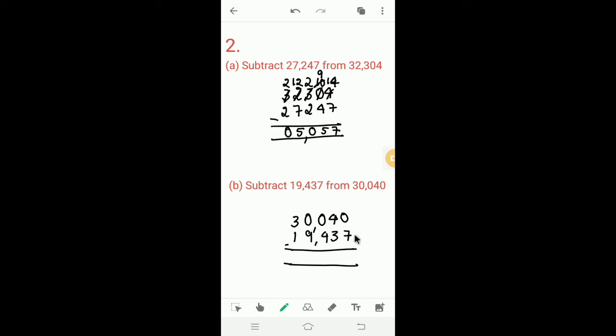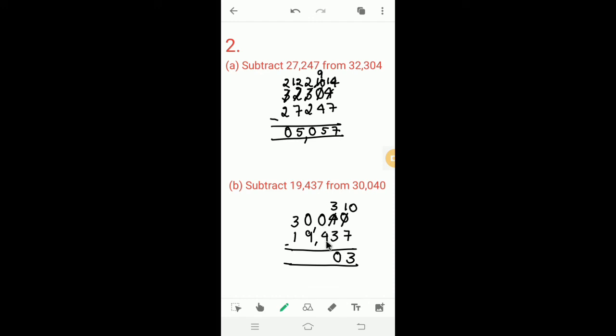Next I will start subtraction from ones place. 0 minus 7 is possible to subtract? It is not possible. So what we have to do? We have to borrow from next number. Here next number is 4. If we borrow from 4, then 4 becomes 3, and here 0 becomes 10. 10 minus 7 is how much? 10 minus 7 is 3. 3 minus 3 is 0.